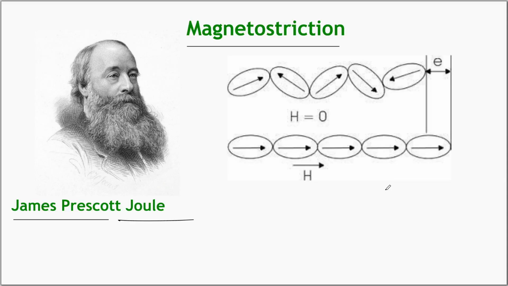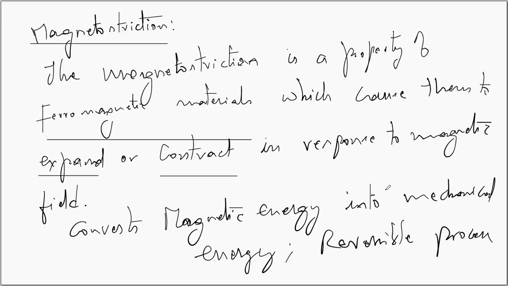In this video, we have started our discussion with the discoverer of magnetostriction, James Prescott Joule. We have said that magnetostriction is a property of ferromagnetic materials that causes them to expand or contract in response to a magnetic field. Essentially, magnetostriction converts magnetic energy into mechanical energy, and it is a reversible process.